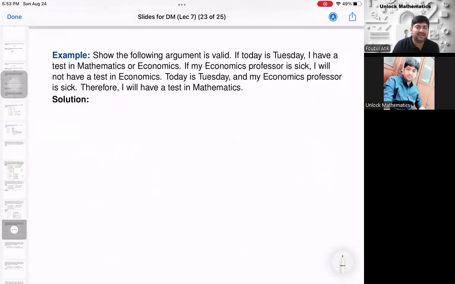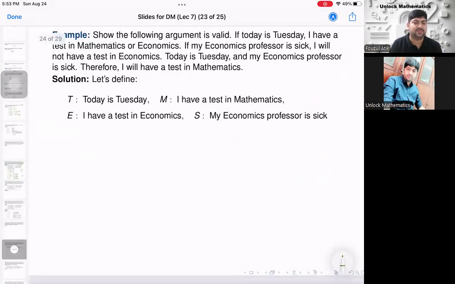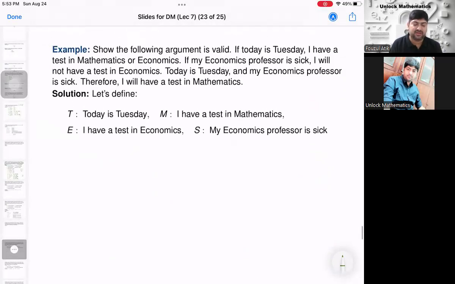Okay, what is given? What premises or hypotheses are given, and what is the conclusion? Then you prove that all these premises lead to this conclusion. Your job is always to represent mathematical sentences like this with variables. I helped you: represent T by today is Tuesday, M by I have a test in mathematics, E by I have a test in economics, and S by my economics professor is sick.